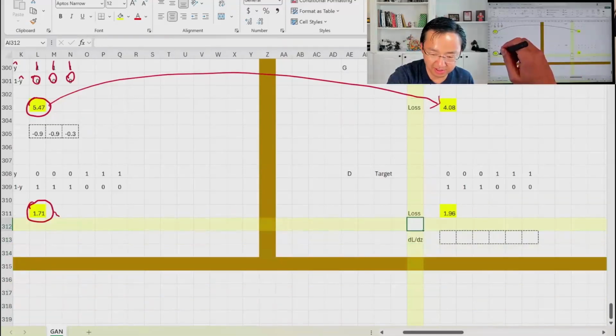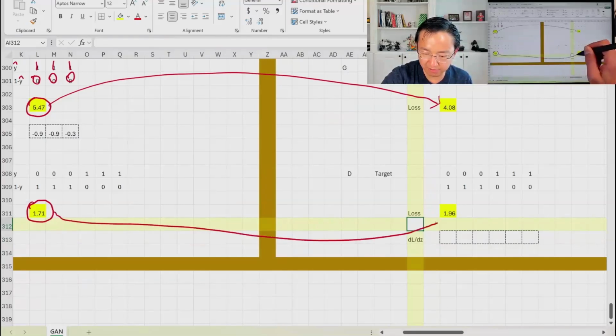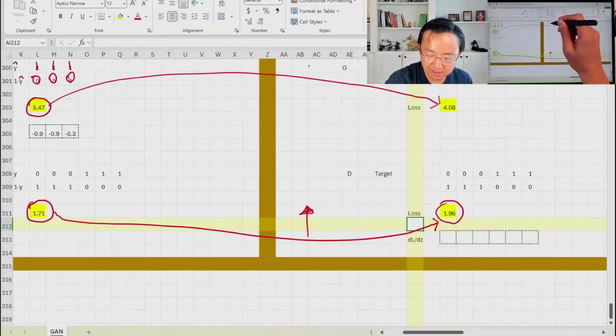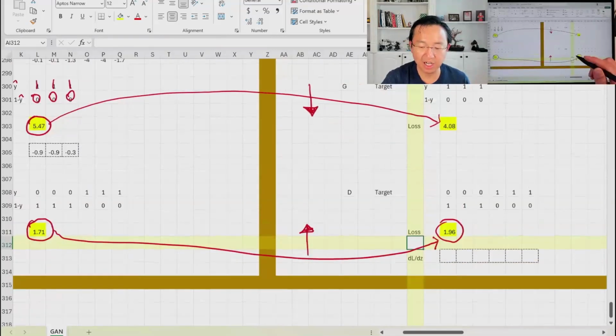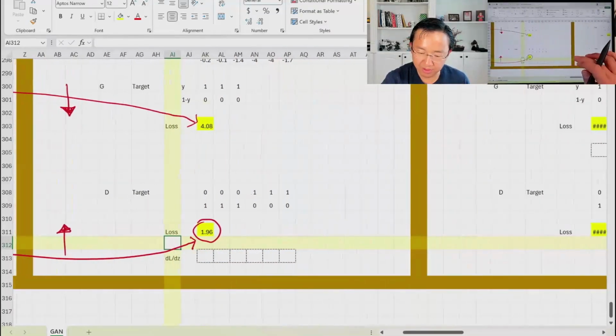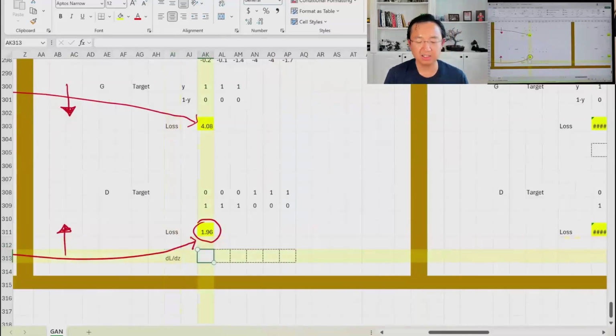As you can see, it's actually going down from 1.7. Sorry, it's going up. The loss actually increases, so the loss decreases for the generator at the cost of the discriminator loss going up. Now it's the discriminator's turn to start backpropagation and gradient descent. How do you do this?